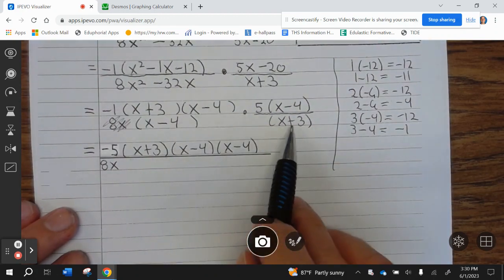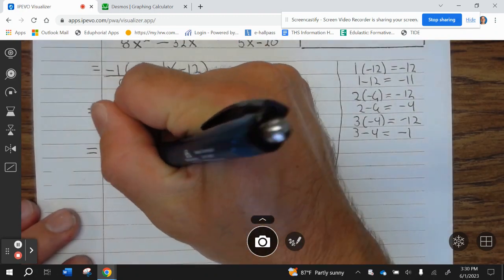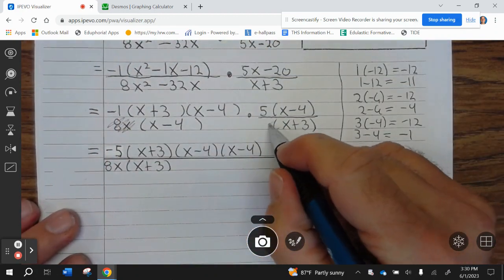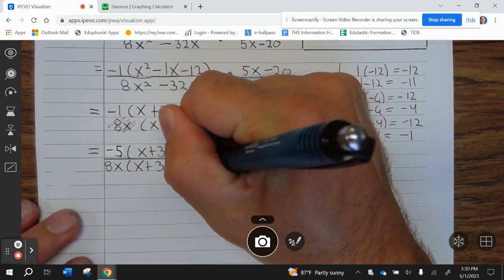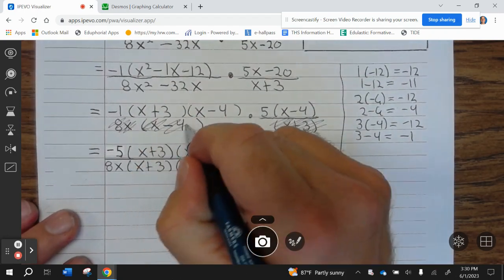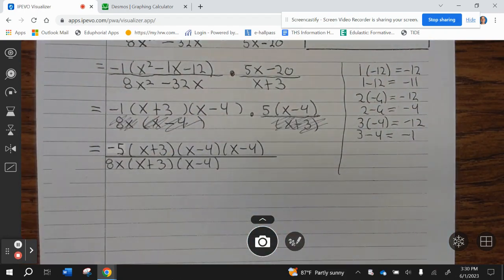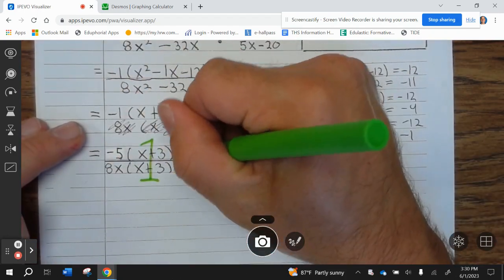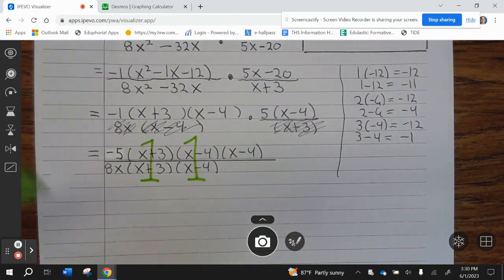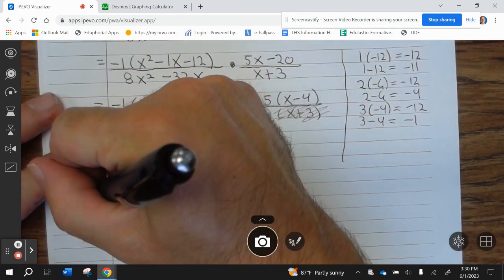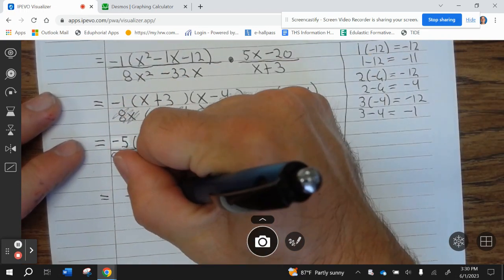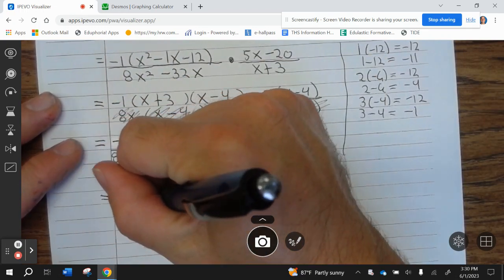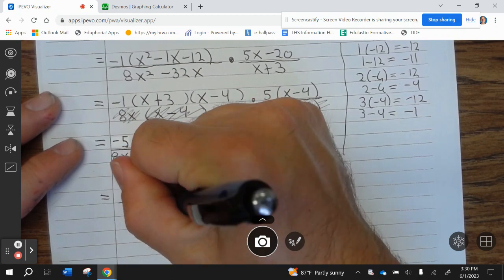Let's see, is there an x plus 3? There is. So I'm going to put x plus 3 here. So we're done with that. And then, is there an x minus 4? Yes, there's an x minus 4. So I'm done with that. So this divides and becomes 1. This divides and becomes 1. So we're left with negative 5 times x minus 4 divided by 8x.